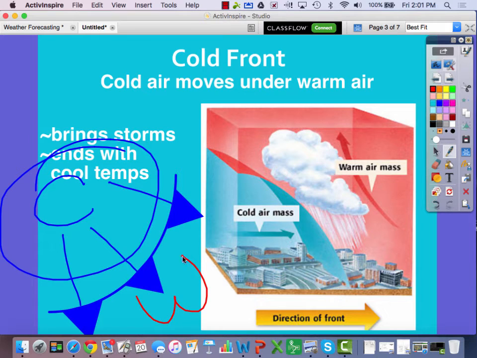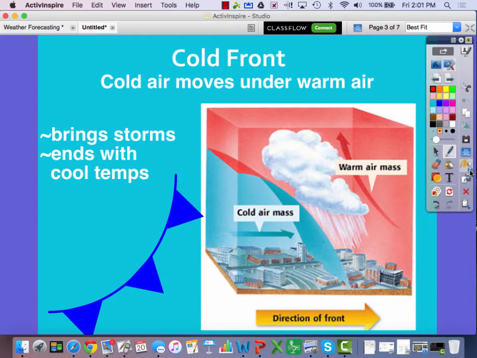So what happens with a cold front is it has a lot of storms, a lot of thunderstorms. We do get some lightning with that one. And once the cold front moves on, we're left with that cold air mass, so it ends with colder temperatures.